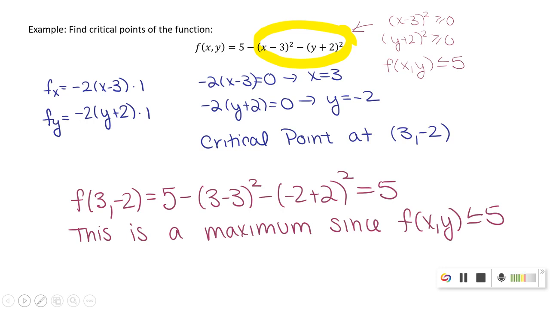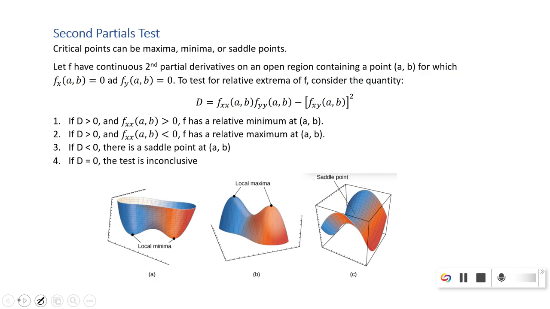Frequently, though, you can't do this kind of reasoning to figure out if you have a max or a min. This really only worked because I had kind of a special function. So I am going to now give you something called the second partials test. This is a way that we can check and see if a critical point is a maximum, a minimum, or a saddle point, which is actually neither of those things.